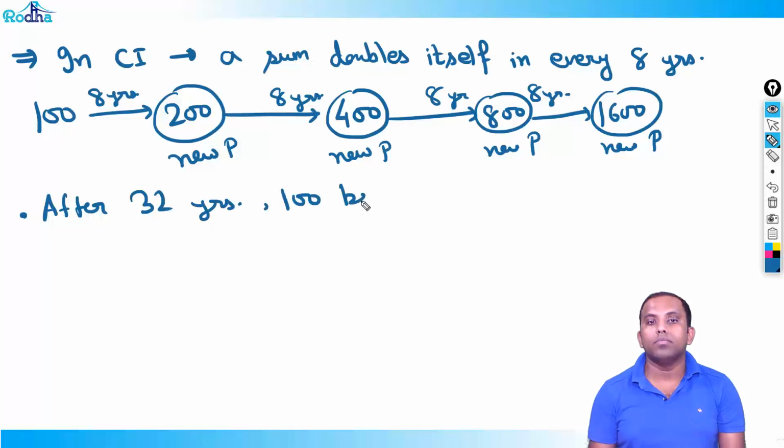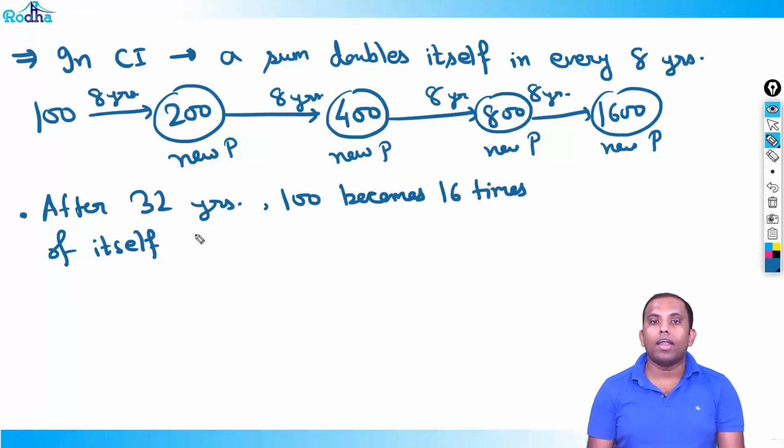After 32 years, 100 becomes 16 times of itself. 100 becomes 16 times of itself after the end of 32 years.